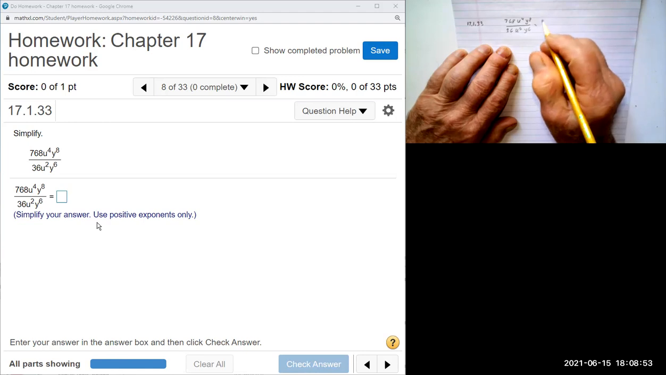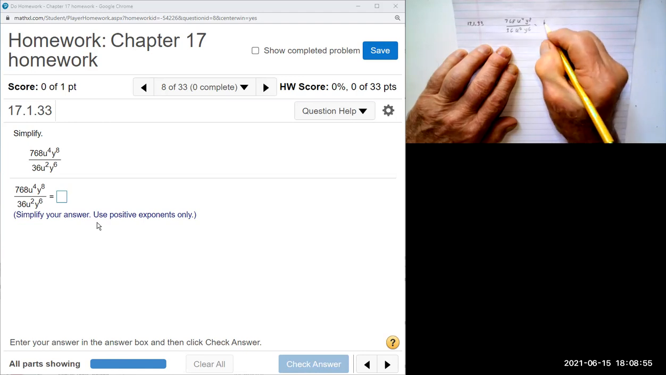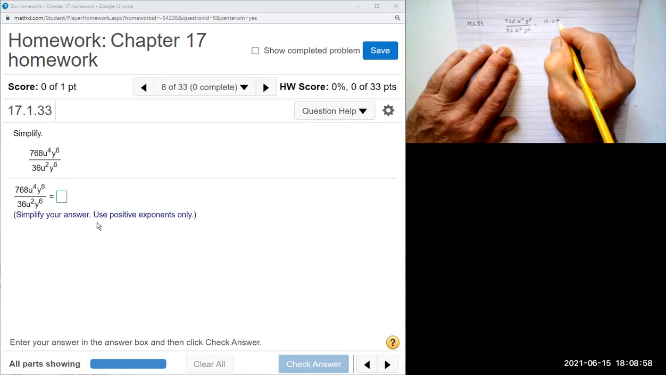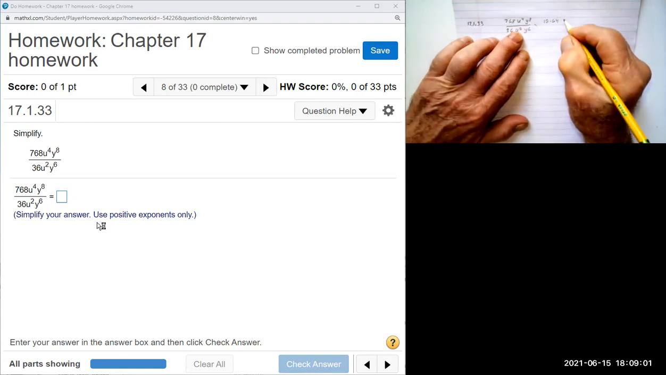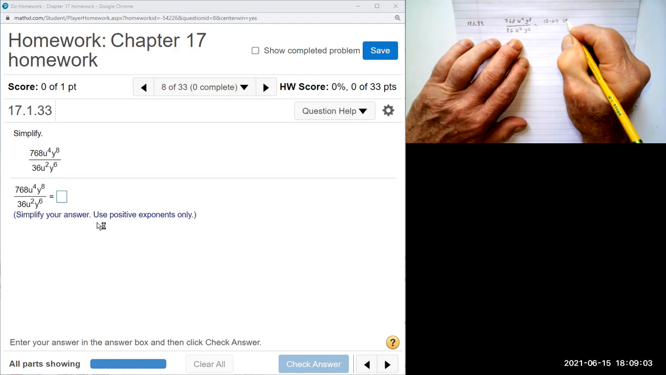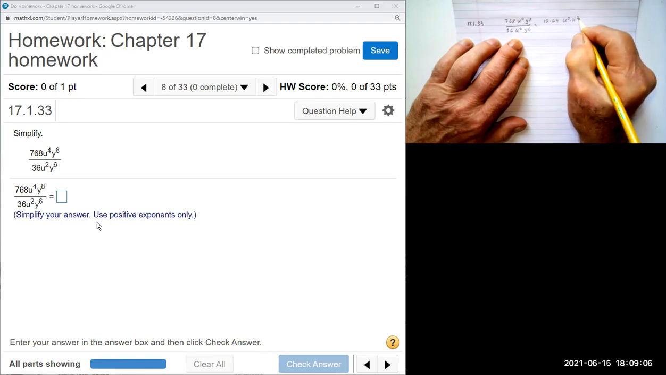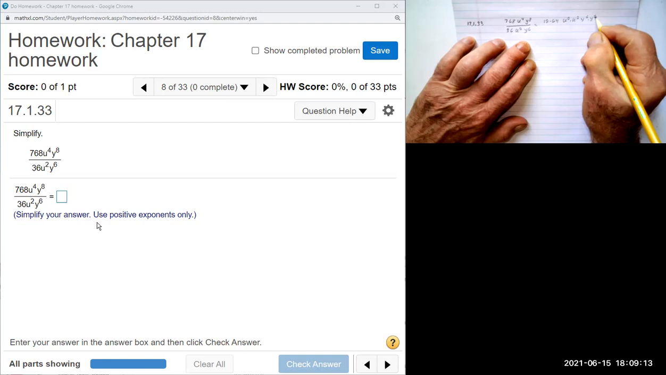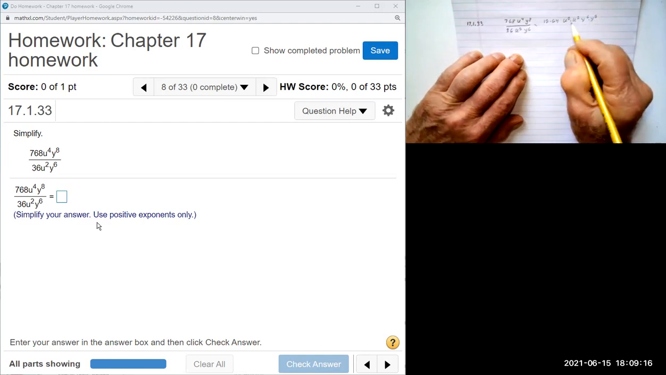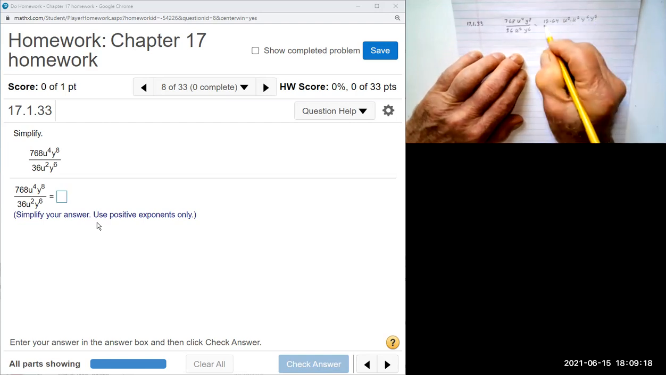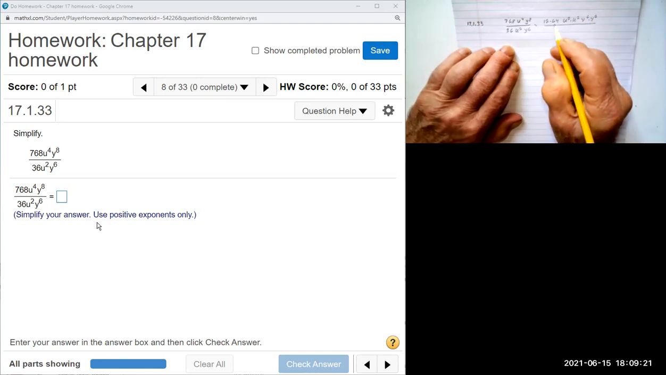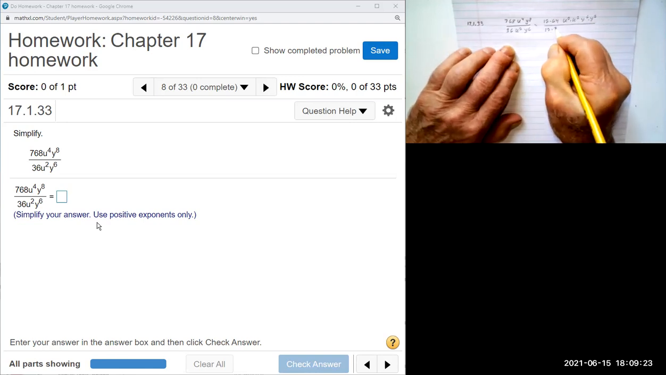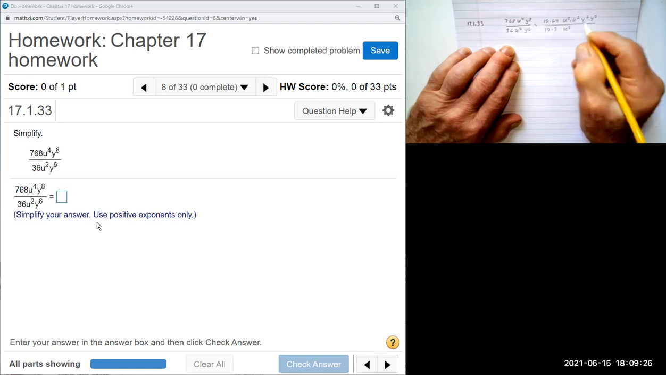I think 768 breaks down into 12 times 64. And I'm going to write u to the fourth, looking at the denominator, as u squared and u squared. And I'm going to write y to the 8th as y to the 6th and y squared. Remember, when you're multiplying exponentials with the same base, you add the powers. In the denominator, I'm going to write 36 as 12 and 3. Leave this as u squared. Leave this as y to the 6th.